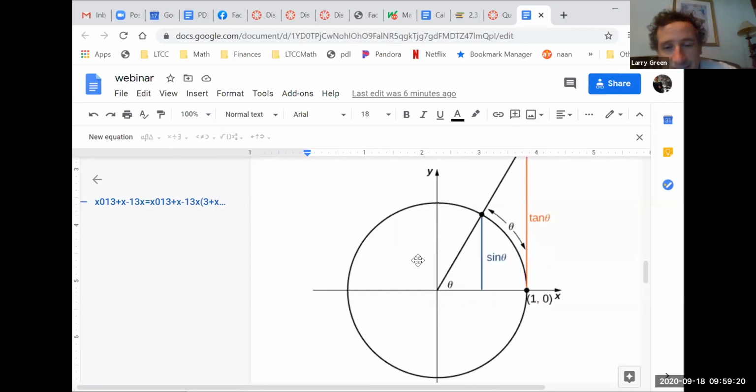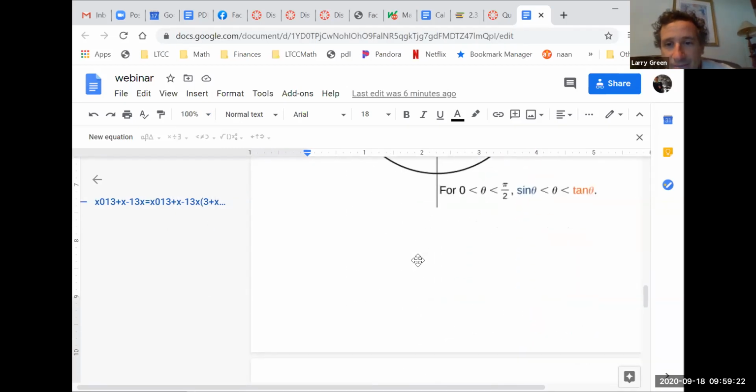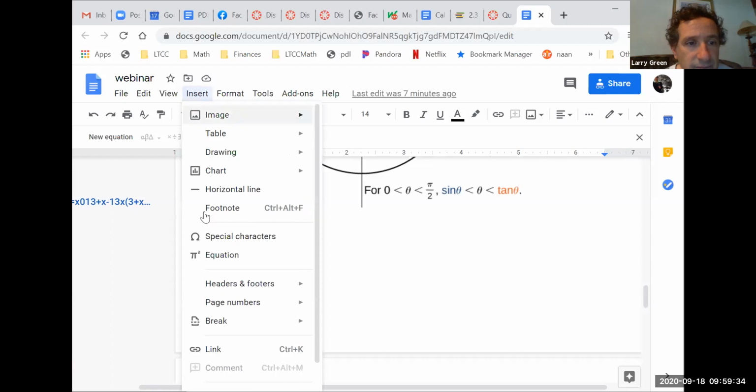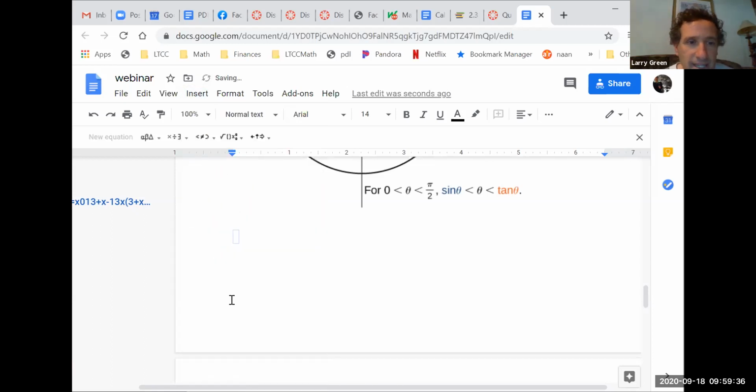All right, so once we have this, now I can go back to 100%. We don't need the picture, we just need the inequality. Then we could take that inequality and divide by the sine of theta. So let's go ahead and do that. And this you all better be able to do: what is the sine of theta divided by the sine of theta? 1.